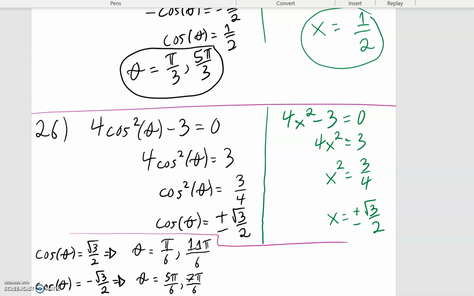We want to isolate the trigonometric function. In that third line, you'll notice I have cosine squared of theta equals 3/4. From here, I took a square root on both sides. Because I took the square root of a variable, I'm going to end up with two answers. This is going to provide me with two equations here for cosine of theta. And I have written down their solutions right below the purple line.